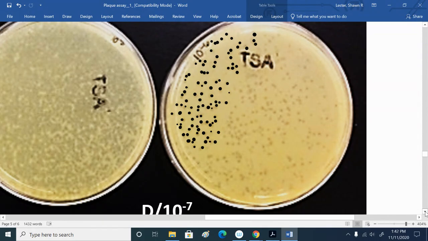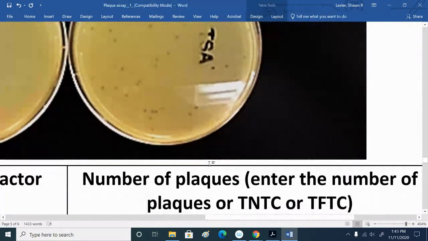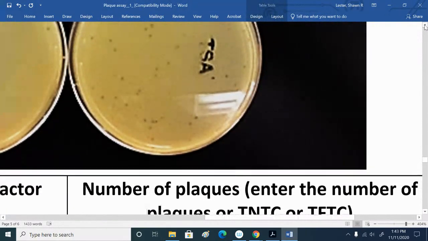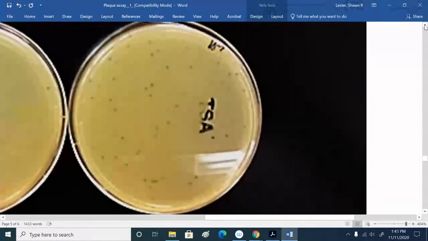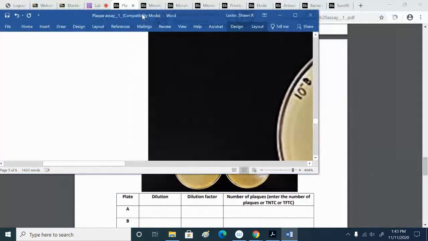I think there'll be more than 300. Yeah, since that's about 100 there, this plate is also going to be, right, TNTC. So now we have plate D here, right? So we do the same thing.